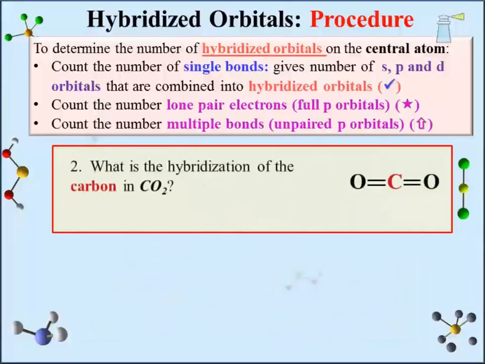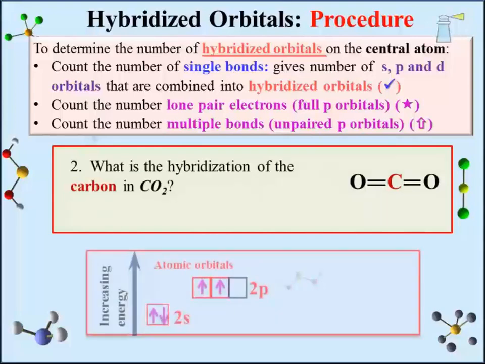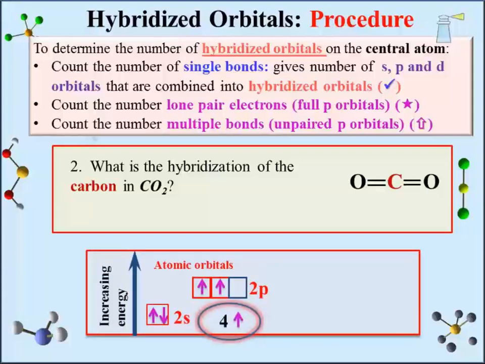Example 2, and getting a bit more complicated. What is the hybridization of carbon in CO2? The electronic configuration of carbon is very similar to that of silicon. They both have 4 valence electrons, with a couple of p orbitals having a single unpaired electron. The electron configurations differ in the energy level of the orbitals. These are 2s and 2p orbitals, not the 3s and 3p of silicon.